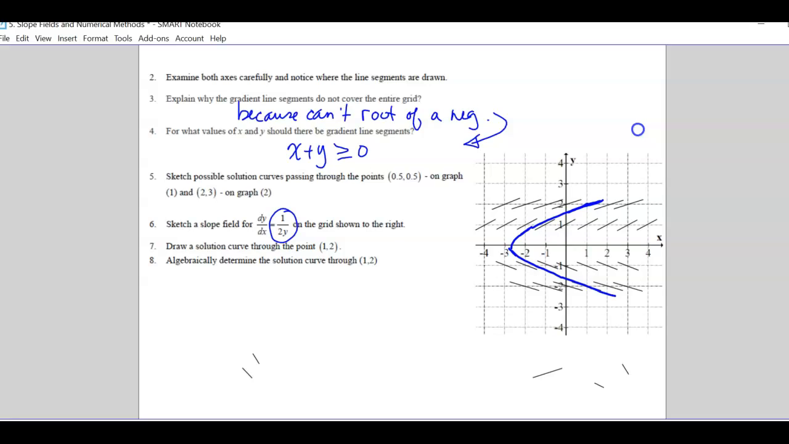Okay? So we've drawn a possible solution curve, now algebraically determine the solution. Because we can actually do this algebraically, we can test it, right? So this is 2 dy. Actually, I can take the reciprocal. So this would be x dy.